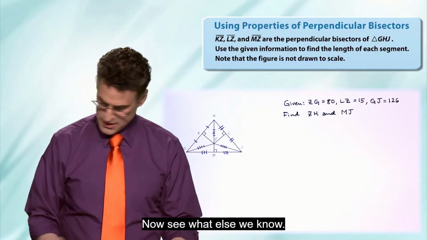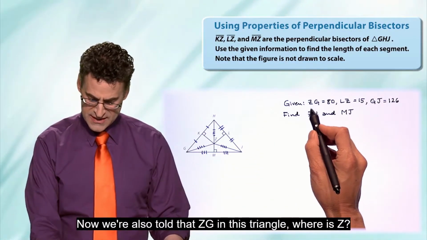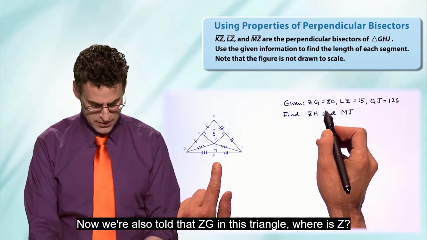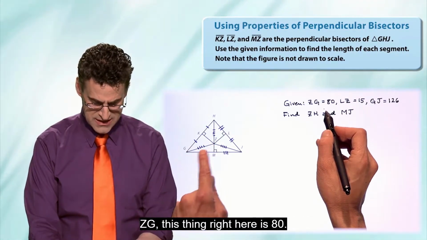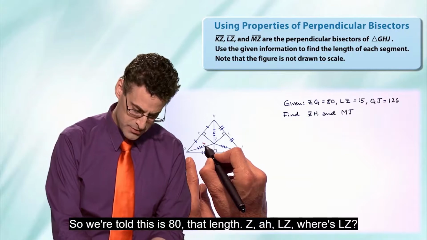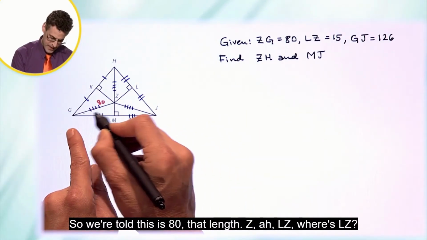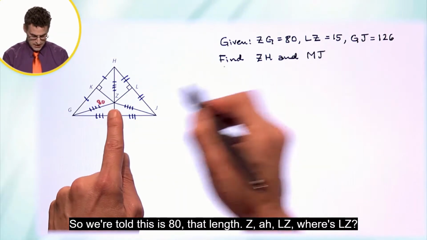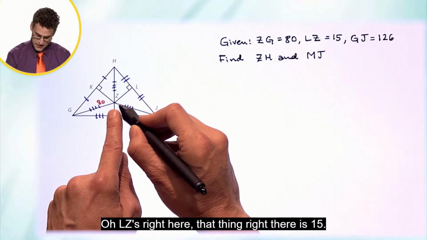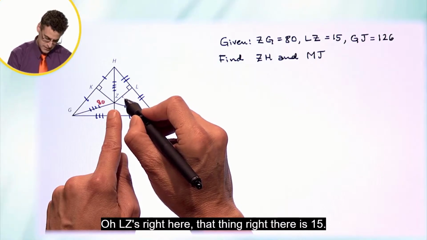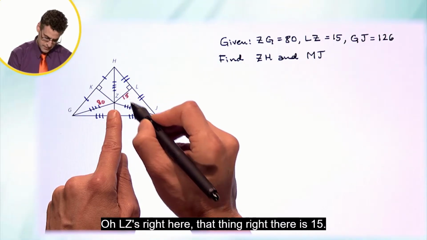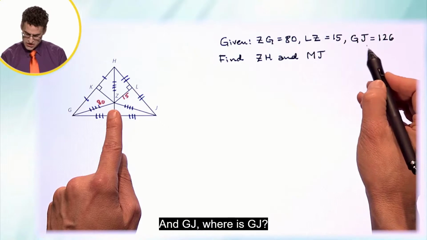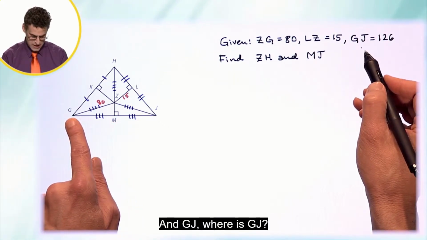Now, let's see what else we know. Now we're also told that ZG in this triangle, where is Z? ZG, this thing right here is 80. So we're told this is 80, that length. LZ, where's LZ? Oh, LZ is right here. That thing right there is 15. And GJ, where is GJ?